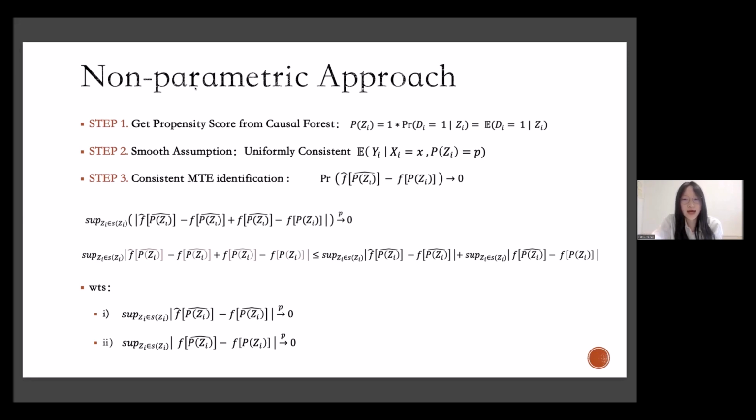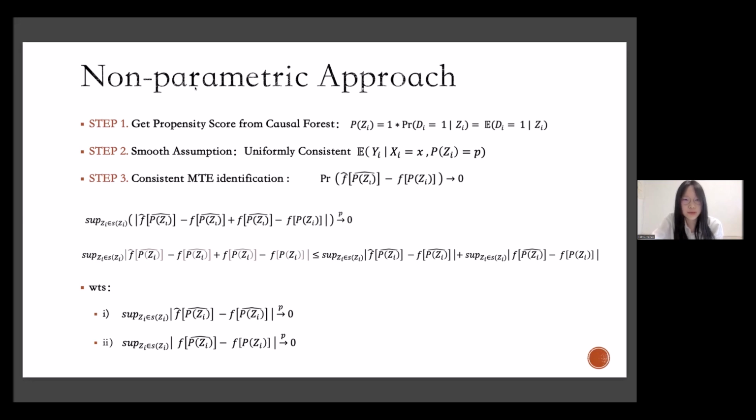According to Stefan Wager and Susan Athey, the causal forest can show the causal effect of different covariates, like the conditional expectation of the potential outcome Y on the covariates, say x1, x2 to xp, for example. And hence, here we would also take the propensity score as the causal effect of the instrument Zi on the treatment outcome Di, and use the causal forest to get the unbiased, consistent, and asymptotically normal propensity score P(Z) hat.